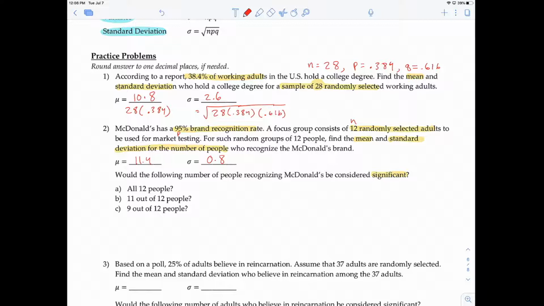So the range rule of thumb states that we have a minimum value and a maximum value for significantly low and significantly high, right? So those numbers are, let's see, we have the significantly low value, which is 2 standard deviations below the mean, right? So 2 standard deviations below the mean.